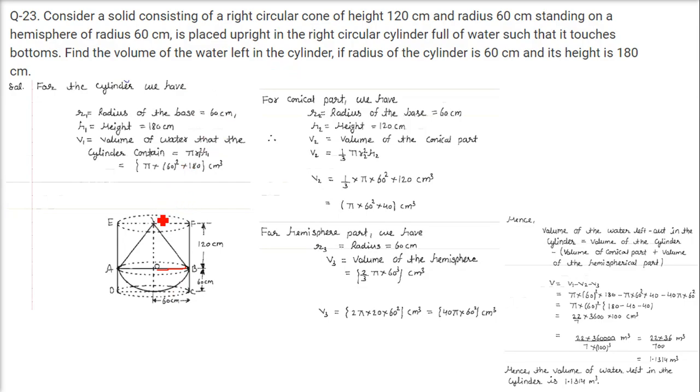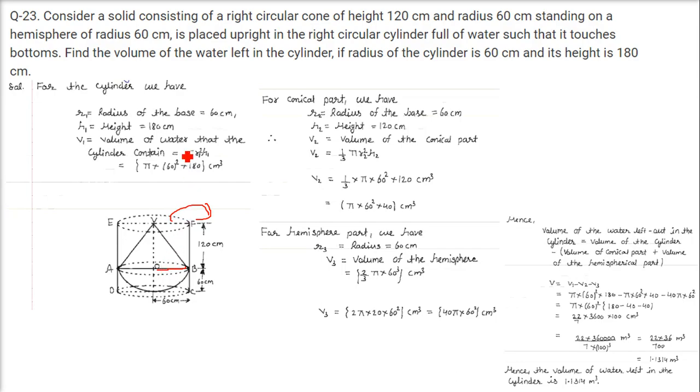Once the cone and hemisphere come inside this object, which is full of water, the water will spill out. So there will be some water left inside. And what will be that water? We have to take the volume of this cylinder and subtract the volume of these two. You will get the result.